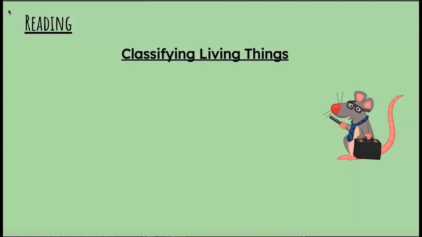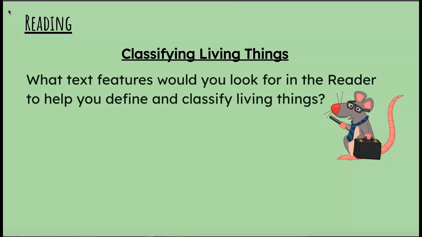For this lesson, you will need your reader, your Unit 2 reader, and you're going to need to download a paper into Notability. So we are talking about classifying living things. And we've also been talking about text features, things like the table of contents, headings, charts, diagrams, pictures, and captions.